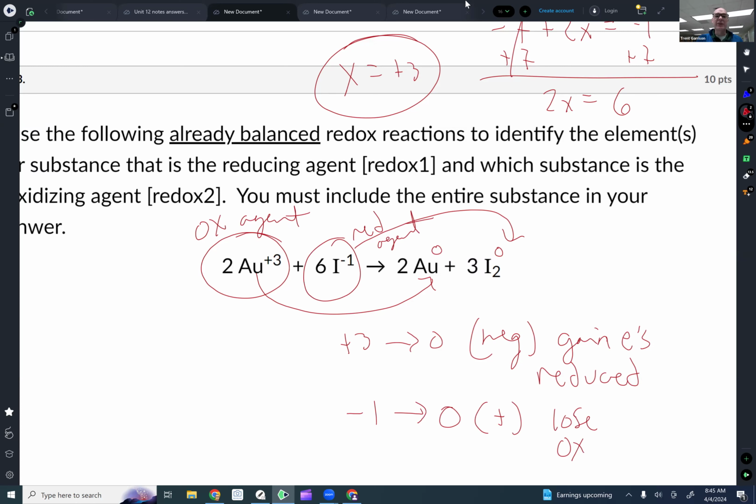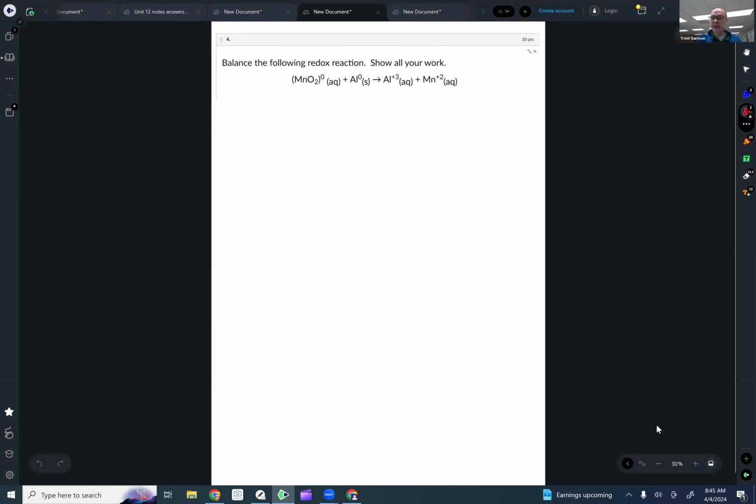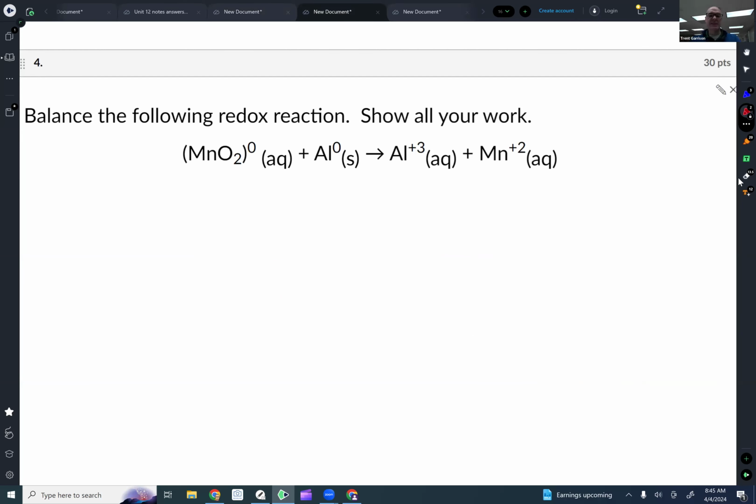All right. Now for the final question, number 4. Let me blow this up so we can actually see the question. And what we're asked to do here is to balance this redox reaction. So what I've got is MnO2 producing Mn. That's one of my half reactions. The other half reaction would be aluminum producing aluminum ion. Now, the aluminum is already balanced by the elements. The manganese, it is not.